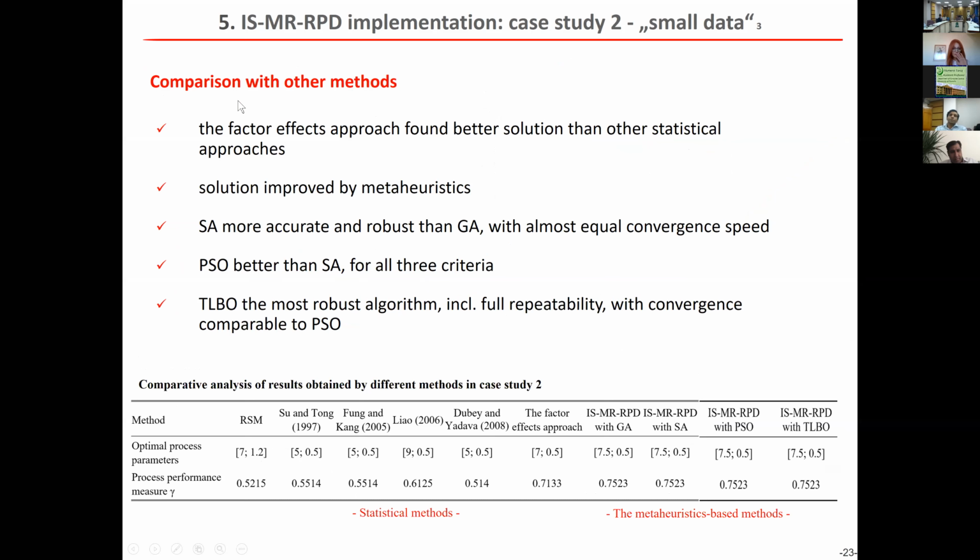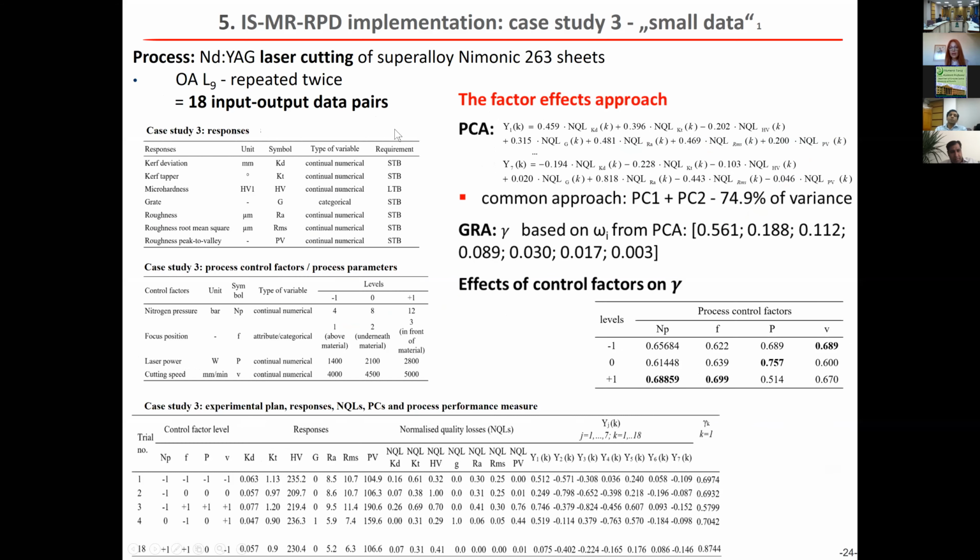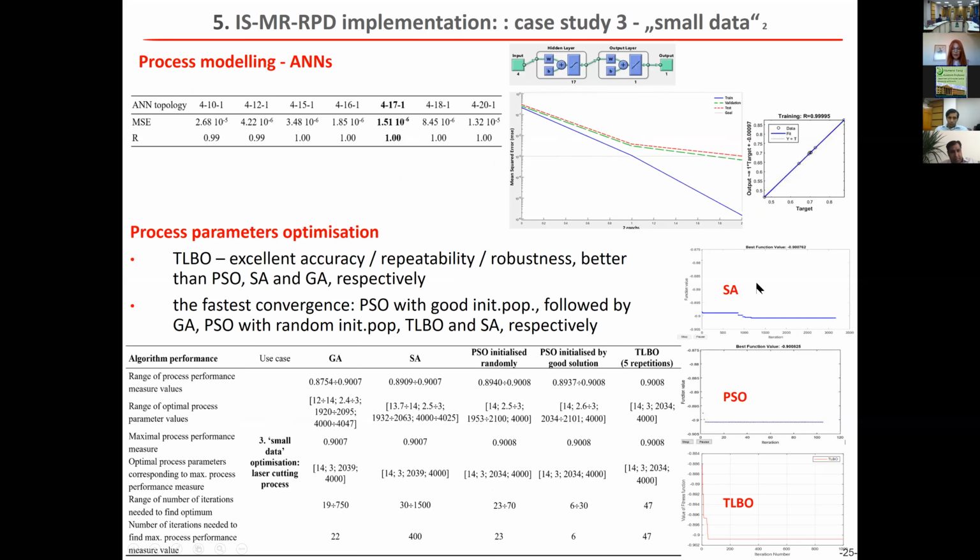And the third case study, again, is a small data study. Here, we performed an experiment that had at the end 18 input-output data pairs for the whole optimization. We repeated the same procedure, as you can see. For the neural net that we obtained, the error is in the order of 10 to the minus 6. Correlation is perfect, it is 1.